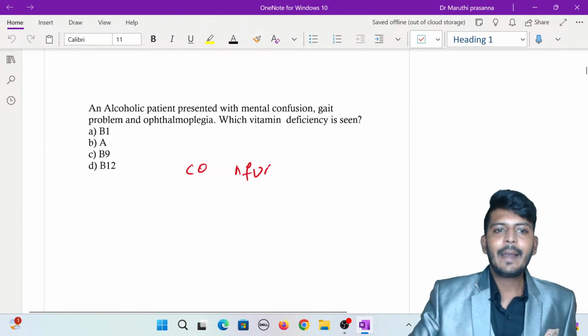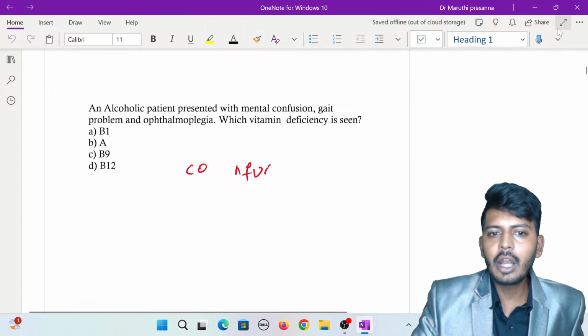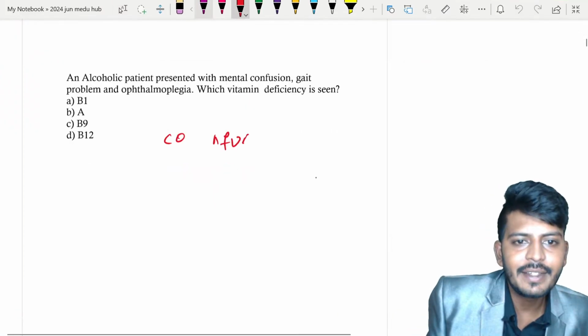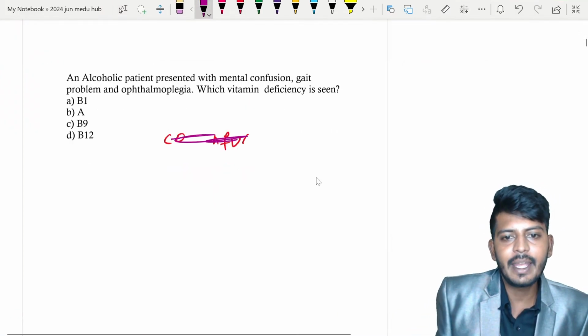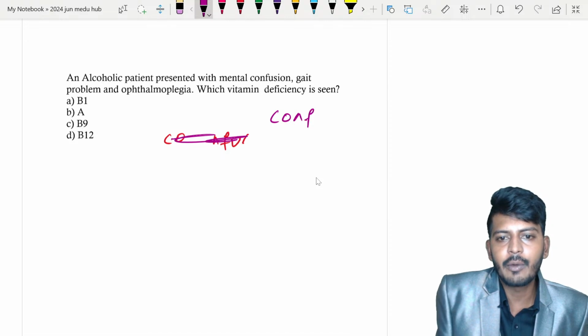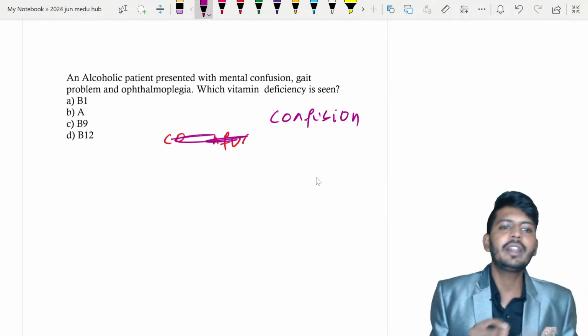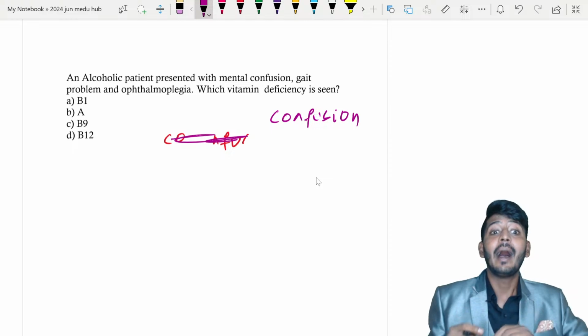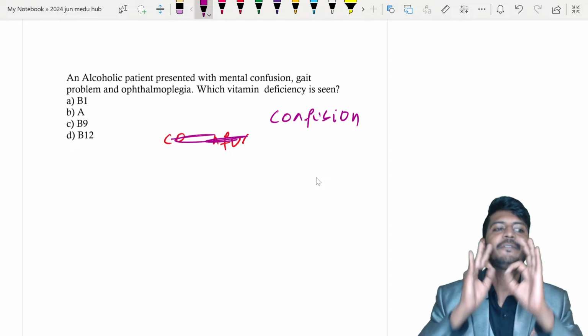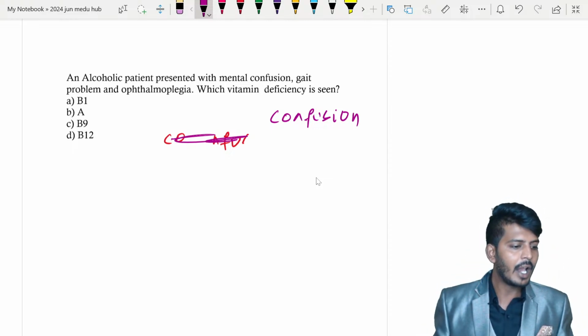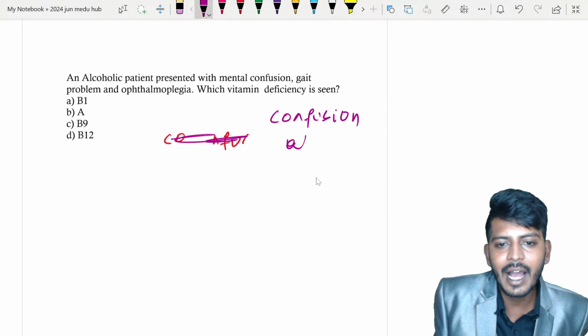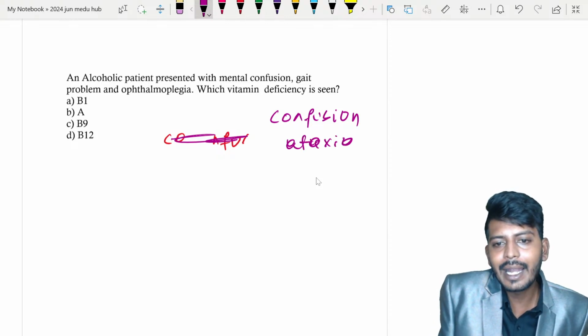So what is happening here? An alcoholic patient came to you with mental confusion. Along with confusion, the patient has a problem with the gait. Loss of gait is called ataxia.